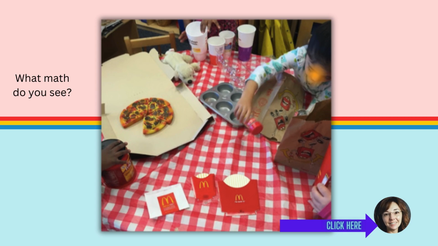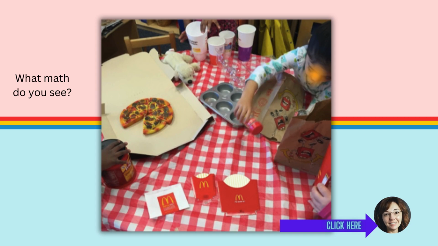Maybe small, medium, and large with the cups and the French fries. One-to-one correspondence with the muffin tin. Maybe the shapes of the triangles with the pizza. Fractions. 1 is missing out of 6. Subtraction, maybe a word story. We had 6 slices of pizza. We ate 1. How many are left?